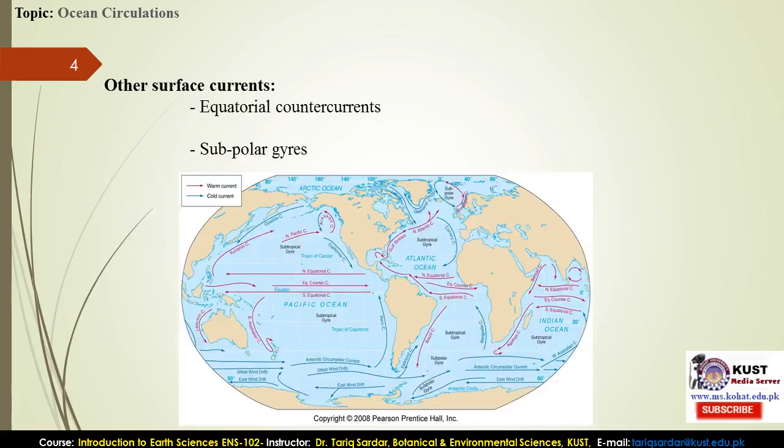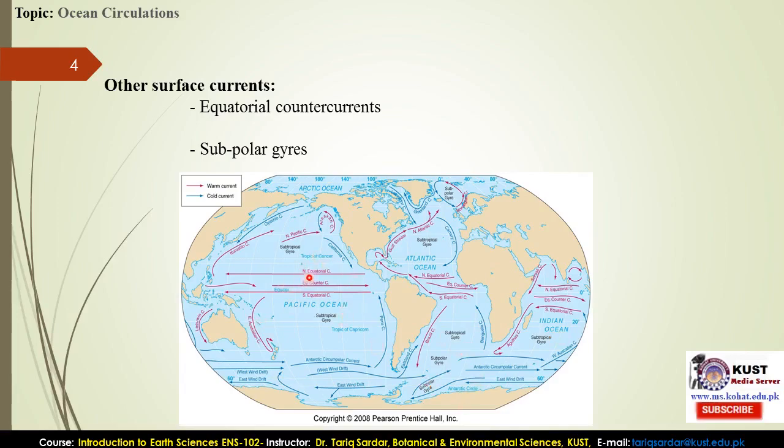Other surface currents are the equatorial countercurrents, which are adjacent and counter to the equatorial areas, and also the subpolar gyre style. As we know, a gyre refers to the circular, spiral motion of water in the major oceans. Here I have given the graphical form of the Pacific Ocean. You can see the Atlantic Ocean, Indian Ocean, and other oceans discussed here.